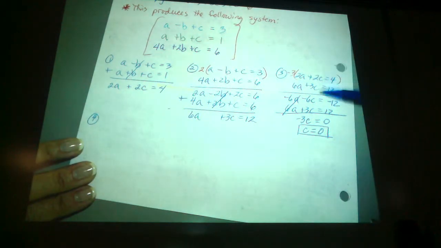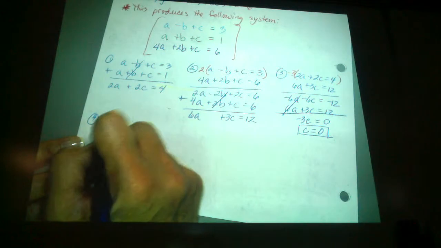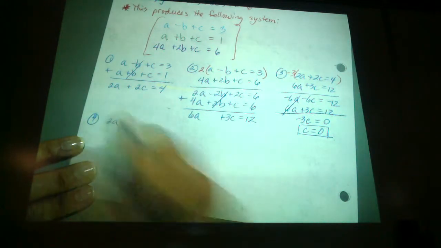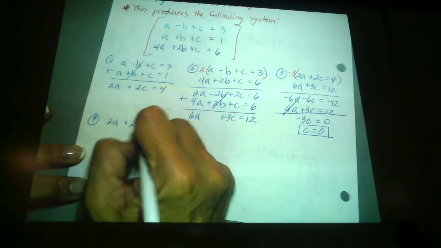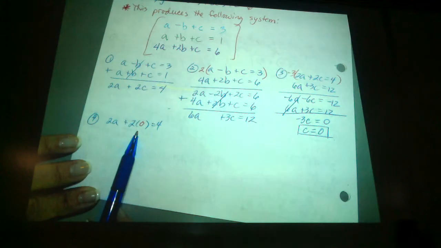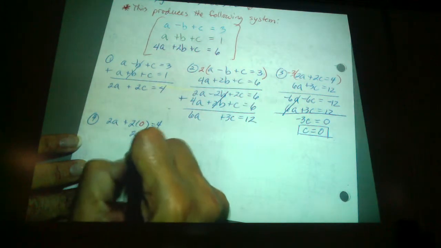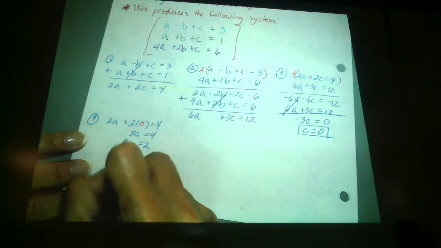Yeah, plug it into one of these two. Find a. This one has smaller numbers, so I choose to plug it into the top one. So we have 2a plus 2 times, instead of c, we're putting in 0, equals 4. Well, this obviously is 0. So I have 2a equals 4. What does a equal? 2. So there's our second.